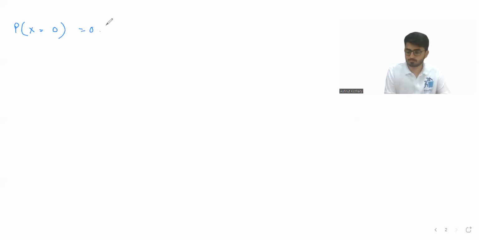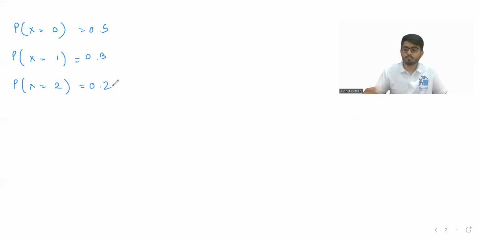Now take down this question. Derive the PGF for the below random variable. So all of you give this a shot yourself. It's a very easy question.